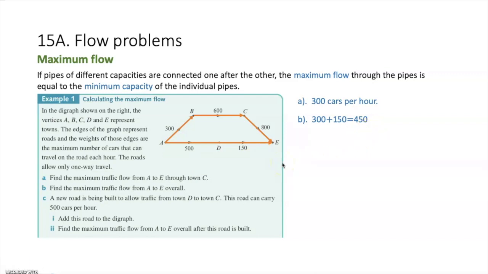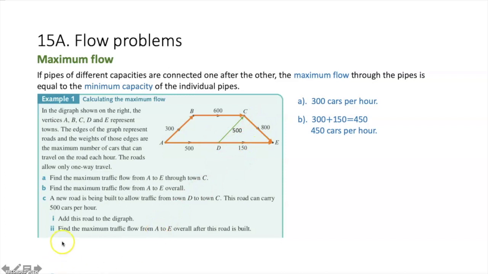Question C. A new road is being built to allow traffic from town D to town C. This road can carry 500 cars per hour. Part 1 of C. Add this road to the digraph. We want to build a road connecting town D to C, so we connect D to C, and it allows 500 cars per hour. So we just label the capacity as 500. That's part 1.